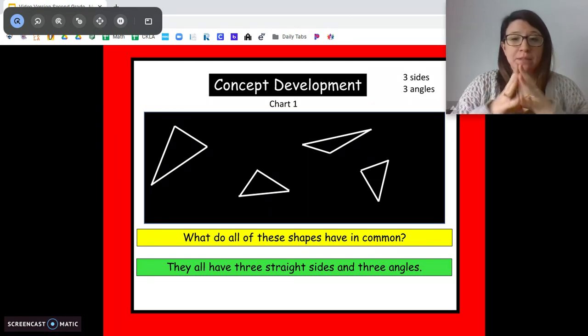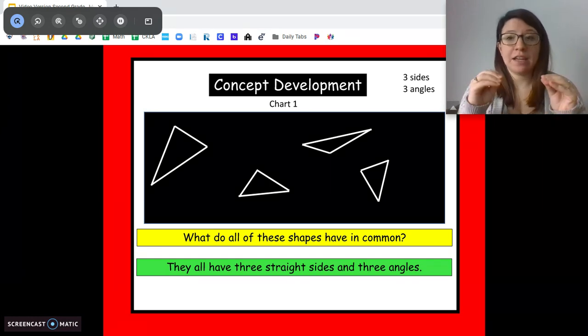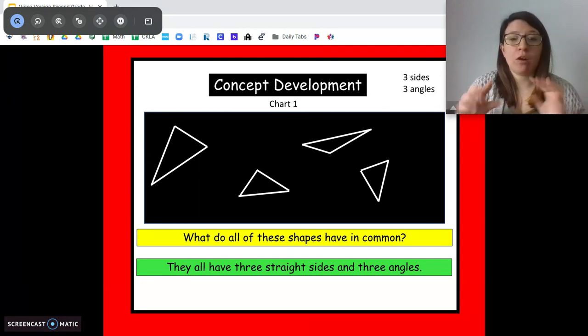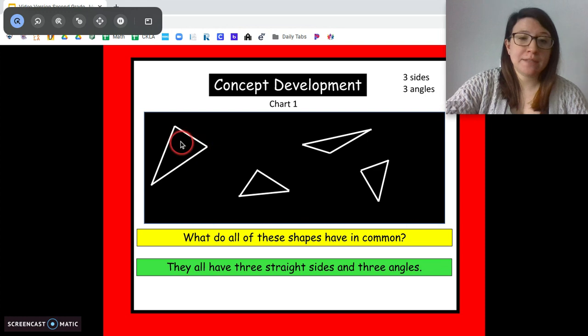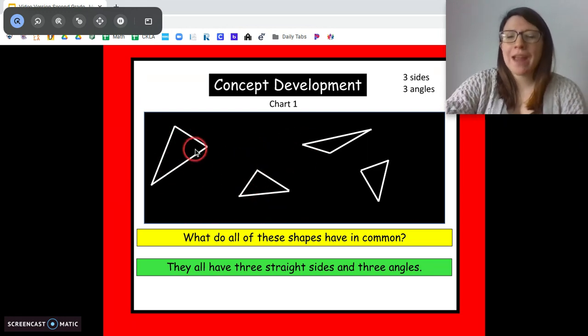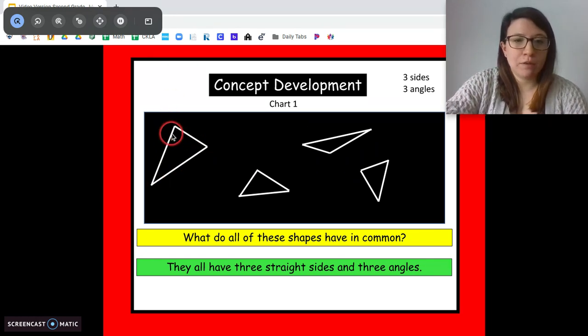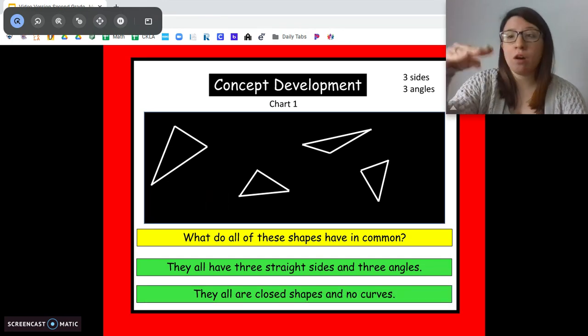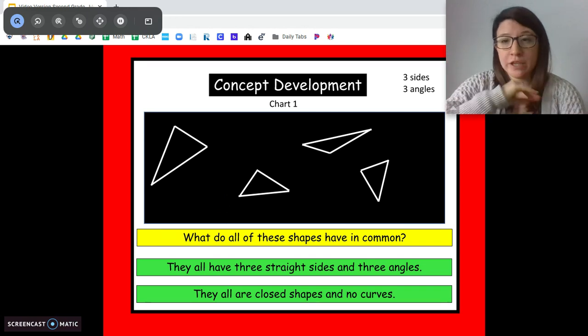In each of these shapes, every line is connecting. That means that it's a closed shape. When all of the lines on a shape are connecting, they are all closed shapes. Each of these shapes has 1, 2, 3 sides and then 3 angles. Remember, angles are where the 2 sides meet. So an angle is going to be right here. Right here, we have two sides meeting right here, okay? They have no curves too, all straight lines, all closed shapes, no curves.